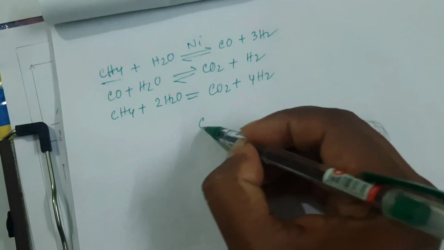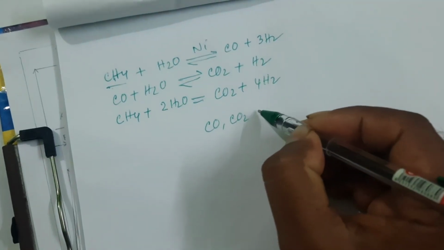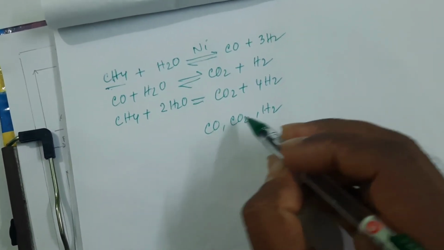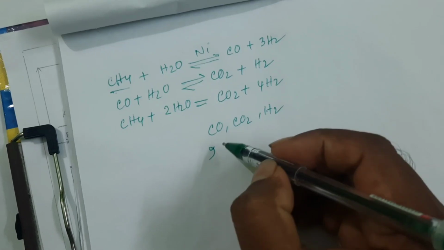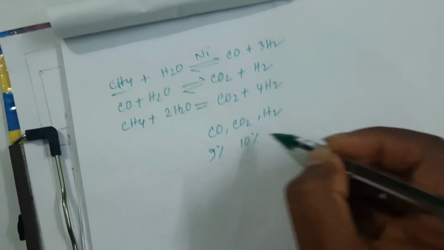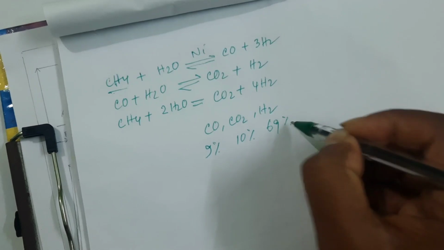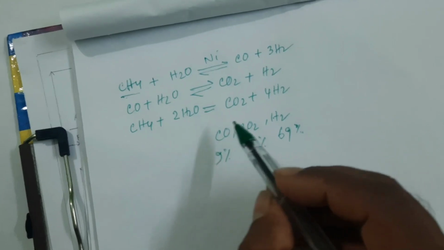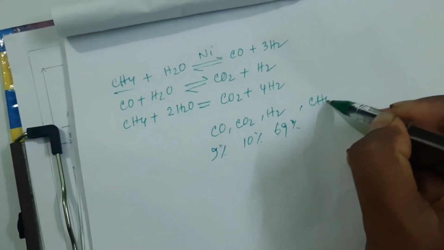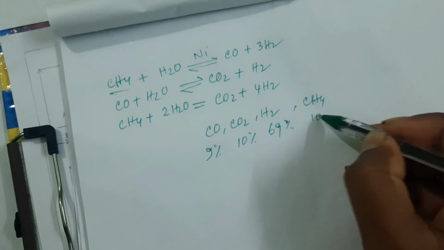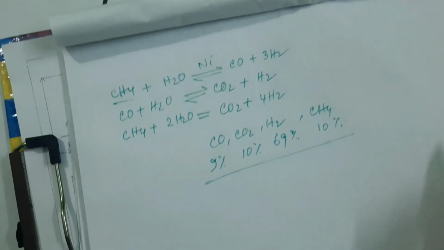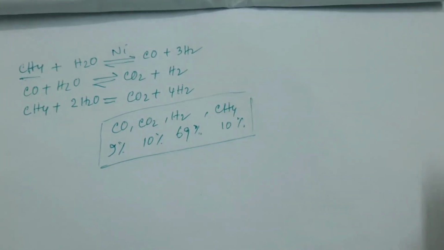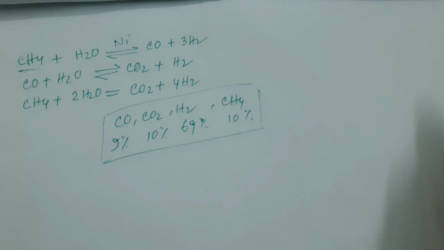So finally, we will get carbon monoxide, carbon dioxide and hydrogen after the primary reformer. How much will we get? Almost 9% carbon monoxide, 10% carbon dioxide and 69% hydrogen from the primary reformer outlet, but some methane will still remain. Around 10% methane will be present at the primary reformer outlet. Where will these 4 products go? These 4 products will go to the secondary reformer.